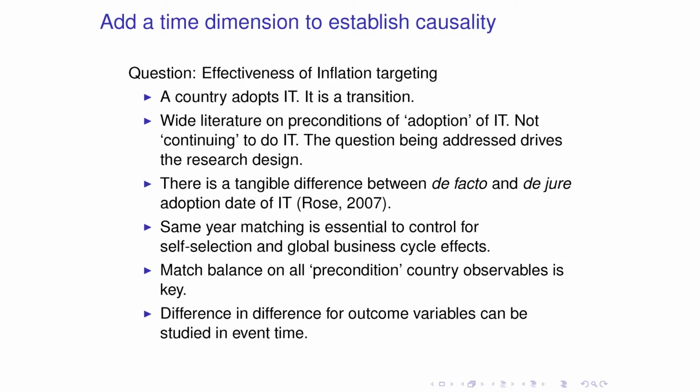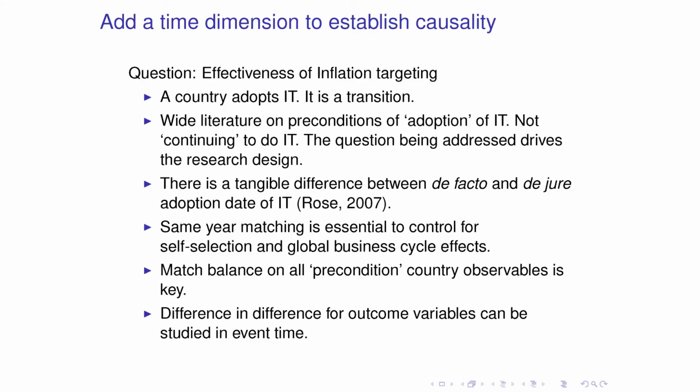drive the research design. For instance, in the logit, do you want to take the LHS as 1 when the country adopts IT, or do you want to take the LHS as 1 as long as the country is doing IT? So that comes from the question and clarity on the question. Going forward, there is a tangible difference between de facto and de jure adoption of IT. So for instance, for India, will you consider that India adopted IT a week ago or 1.5 years ago when there was de facto inflation targeting? So before you design the logit model, these questions need to be answered.